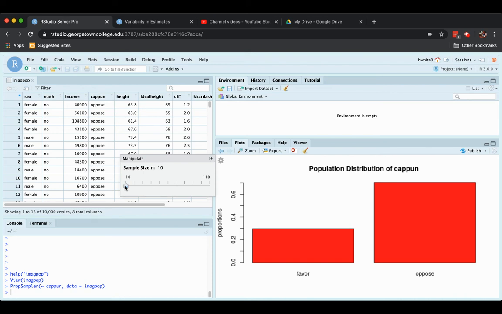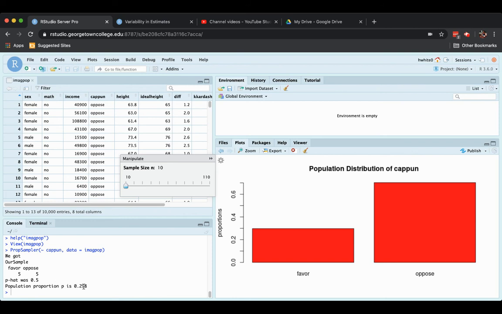So let's just click on that little button that's set right now at the 10 and see what happens. Look in the console. So we got 5 favoring and 5 opposing in our sample of size 10. If you're interested in the proportion of people who favor capital punishment, then that would be the 5 who do divided by the 10 in your sample. That is 0.5, and that's what they say p hat is.